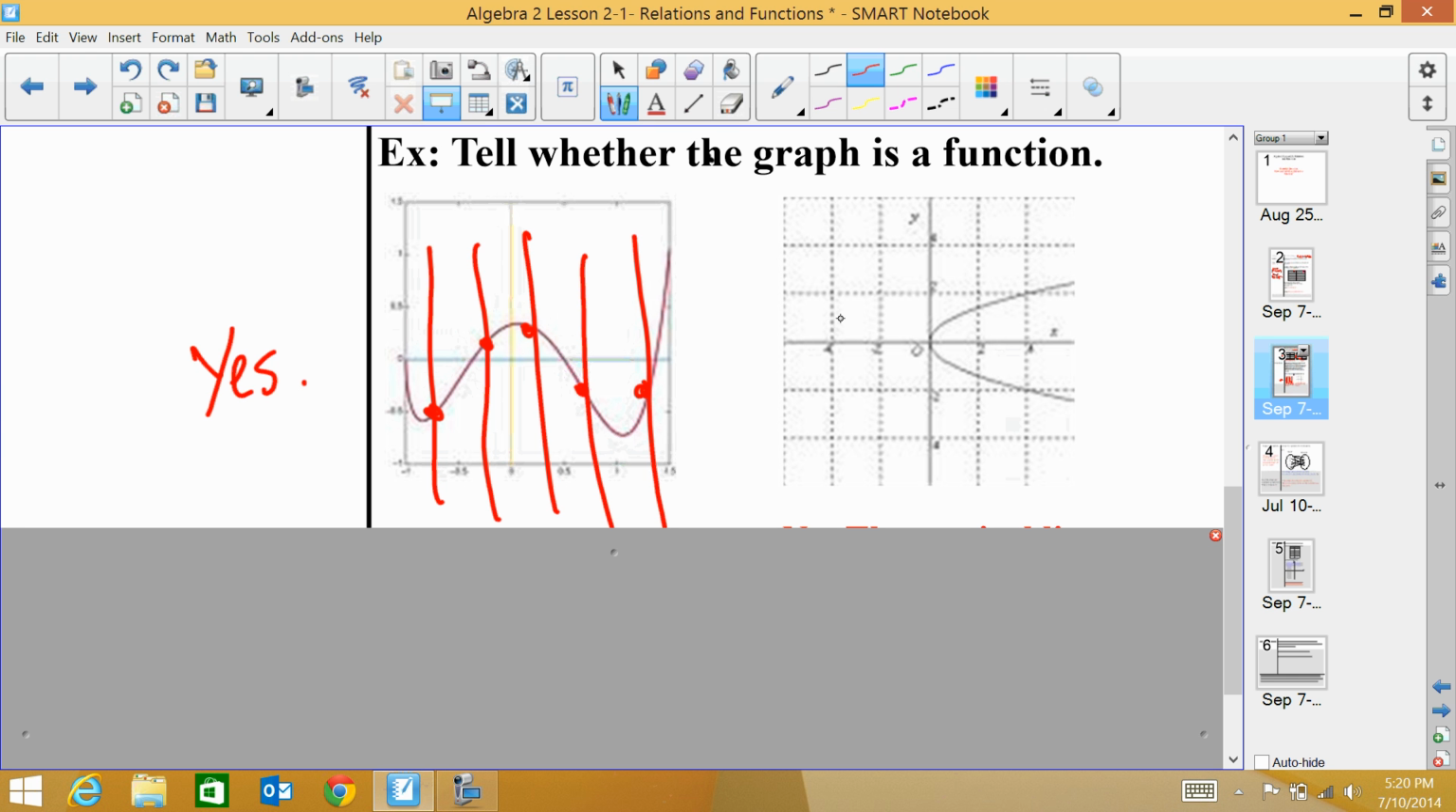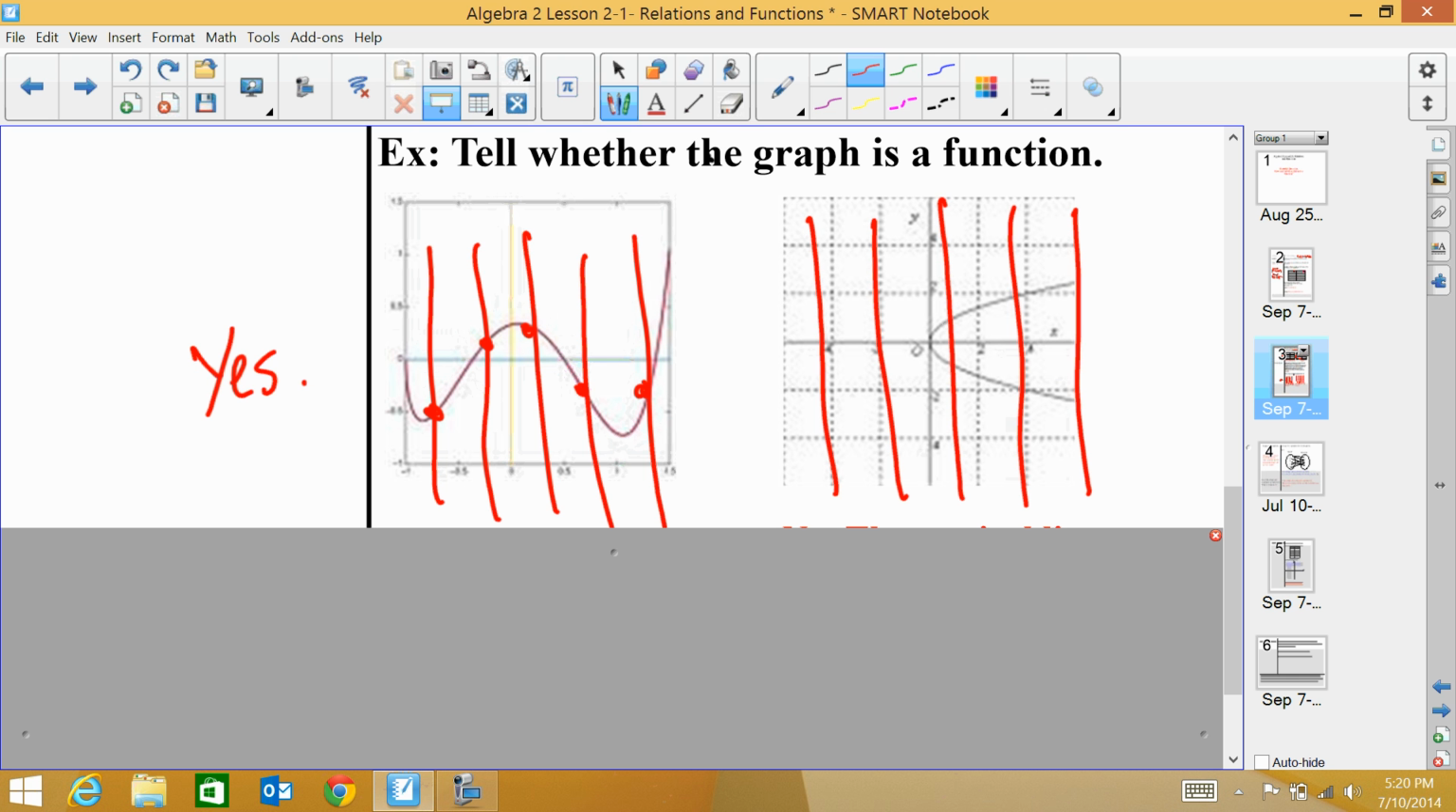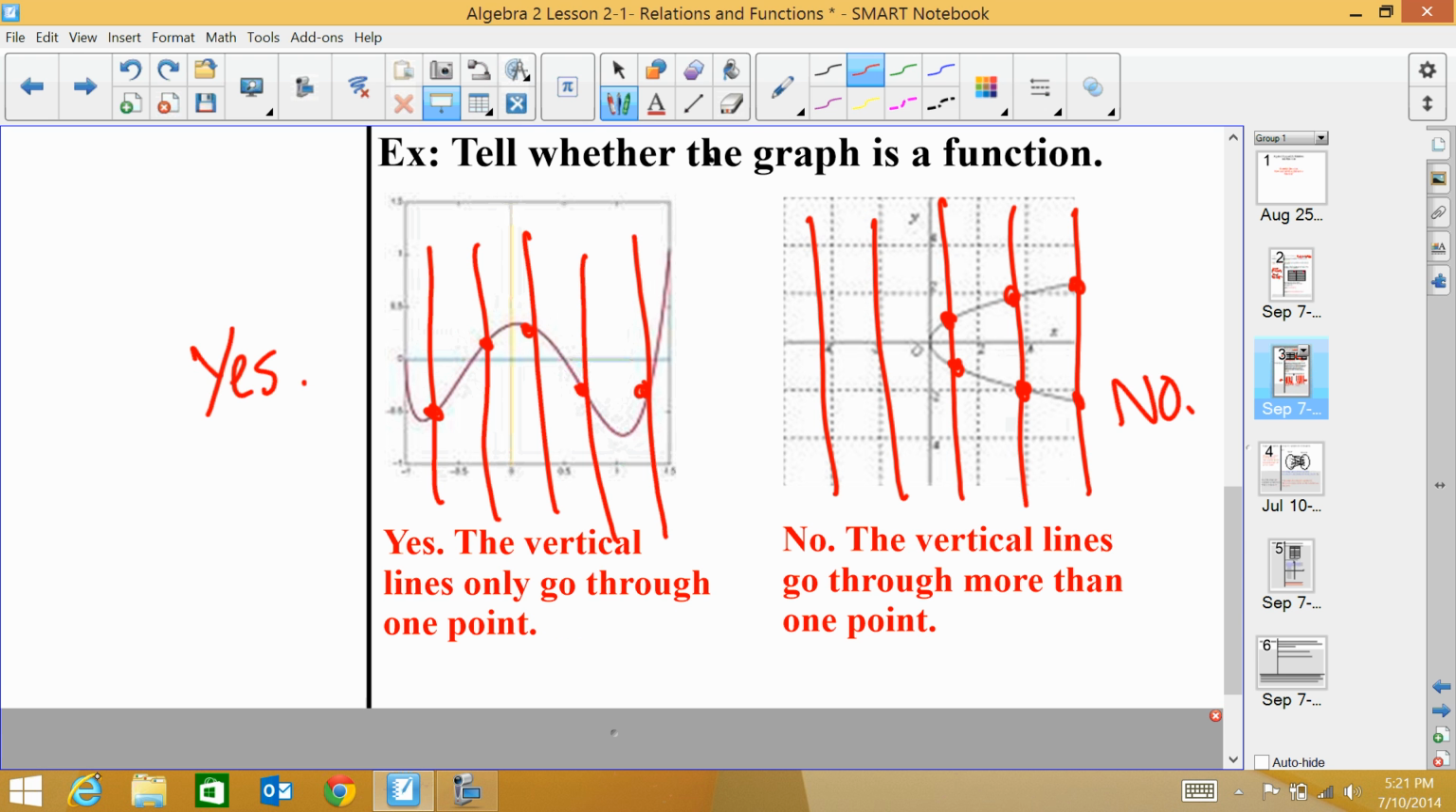Now let's try this one. There's nothing over here, so it's really not necessary to draw the lines on the left side, but we'll do it anyway. If I look at this one, this line touches here and here, here and here, here and here. So this one is not a function because the vertical lines touch the graph at more than one point. Here are your explanations for those.